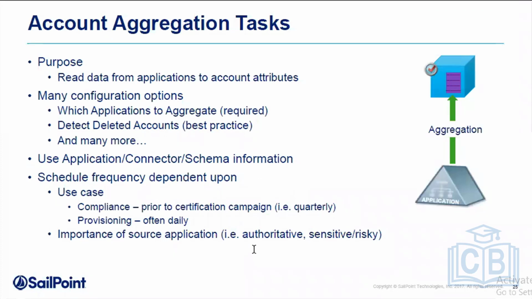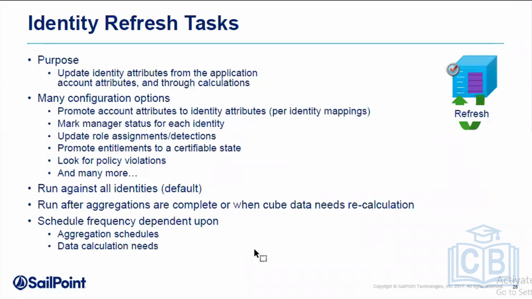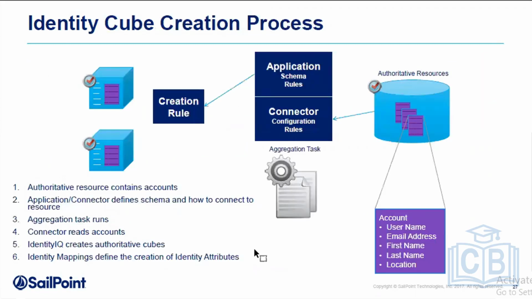So the purpose: read the data from the application to account attributes. For identity refresh purposes: update the identity attributes from the application account attributes through calculations. So this is the identity cube creation process. Whatever we have explained till now, you can see in these six points. Starting with the authoritative resource contains accounts, the application or connector defines the schema and how to connect to the resource, the aggregation task runs, the connector reads the accounts, IdentityIQ creates authoritative identity cubes, and finally identity mappings define the creation of identity attributes.